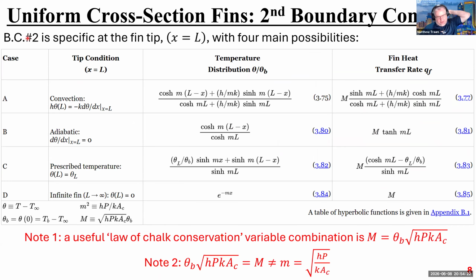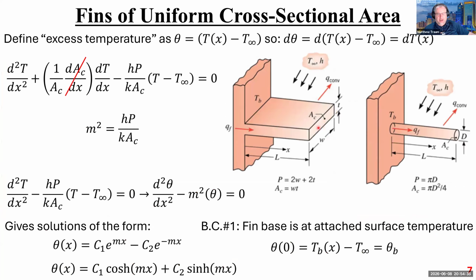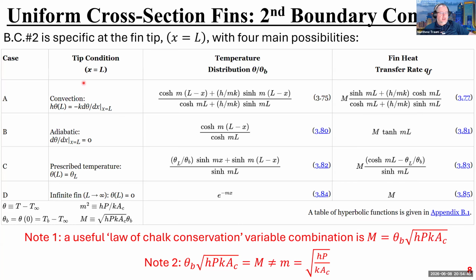So it turns out that there are four very common boundary conditions that appear a lot in heat transfer. So we're talking about the tip of the fin, right? So what happens along this surface if we've got a rectangular fin, or along this surface if we have a circular fin. And so these are the four possibilities.